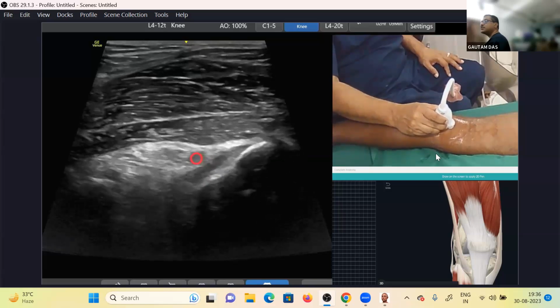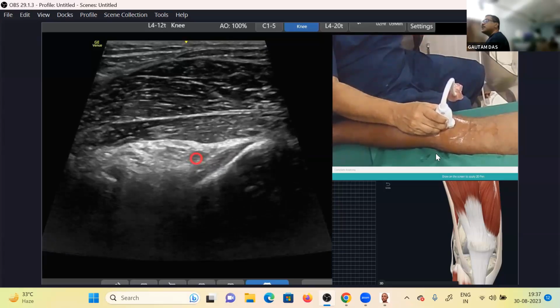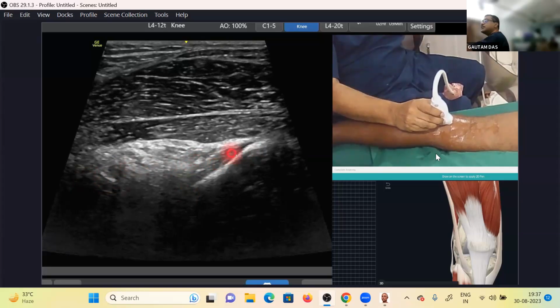So here, what are you seeing? Here, this is the condyle. This is the intercondylar area bone. This is your PCL, and this is one of the cross sections. This bright white is your oblique popliteal ligament. And here, this is one section of the meniscofemoral ligament.